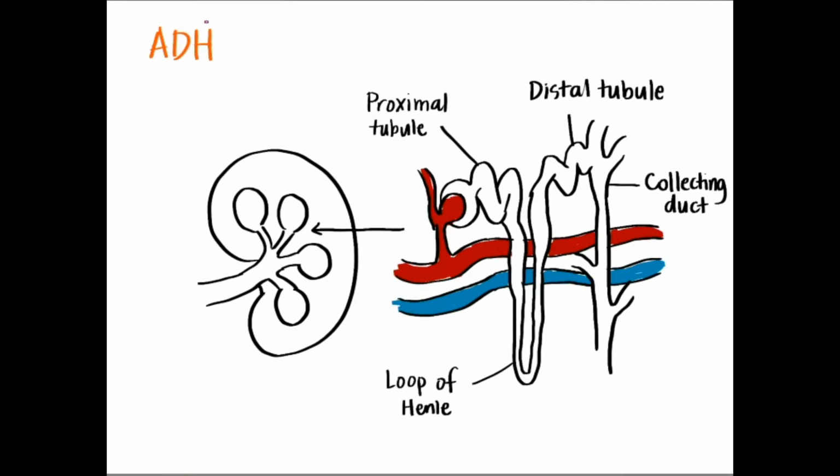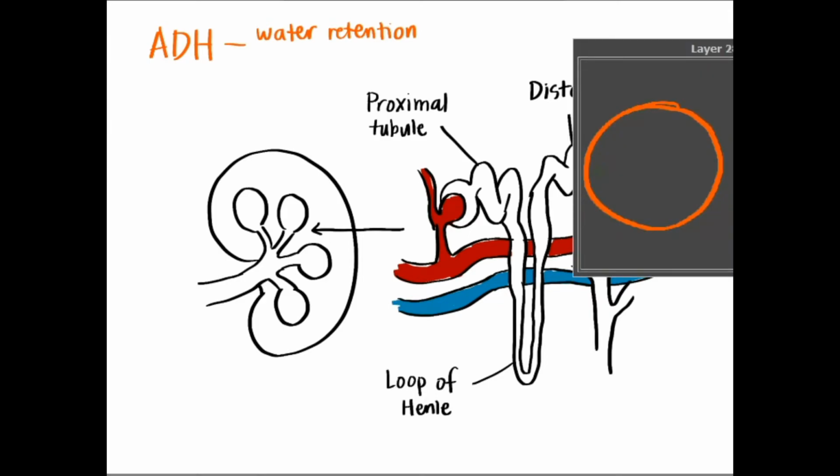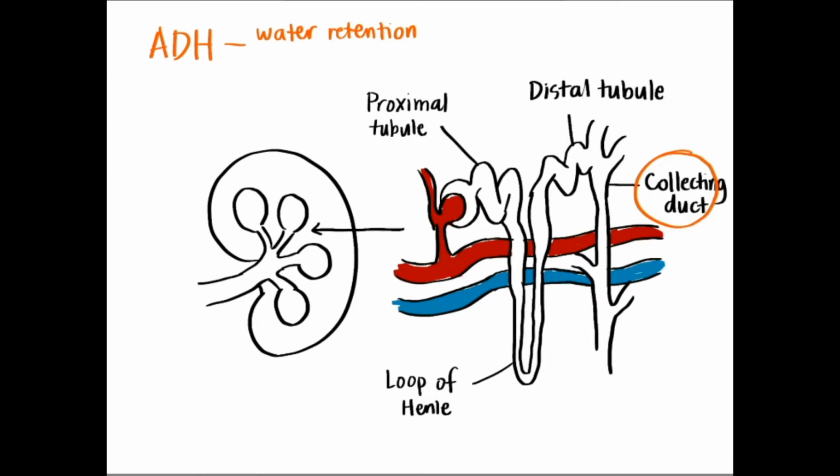ADH is produced by the hypothalamus and stored in the posterior pituitary gland. It is responsible for water retention and reabsorption. It affects the kidneys, specifically the collecting duct. Higher concentration of water means a higher blood volume, which means a higher blood pressure.